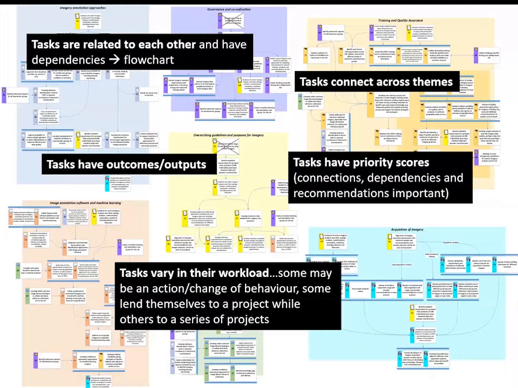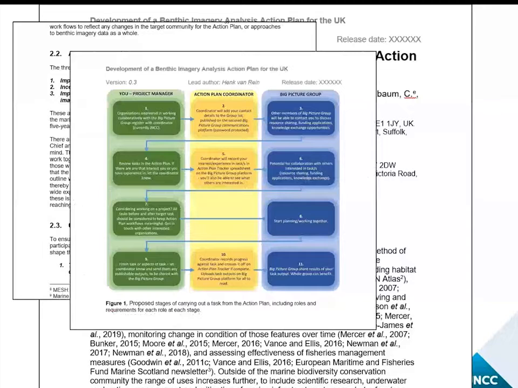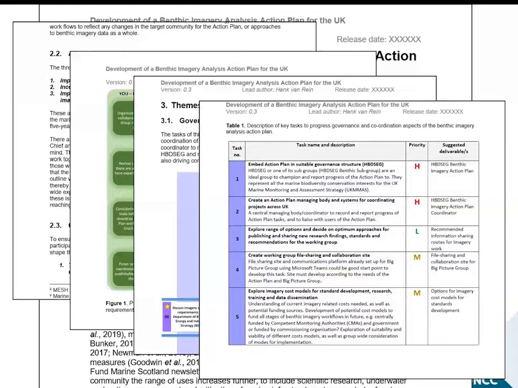Others are a project. They lend themselves very nicely to a project, and others could be a cluster of projects. So a task is sort of a cluster of ideas, or a thing, a change that needs to happen. So we then put the tasks together. This is just a draft of the action plan as it was being developed. And it has aims, guiding principles, a way of working, and like I mentioned, the themes. And within those themes, details of each task and a little bit of information about what's required.